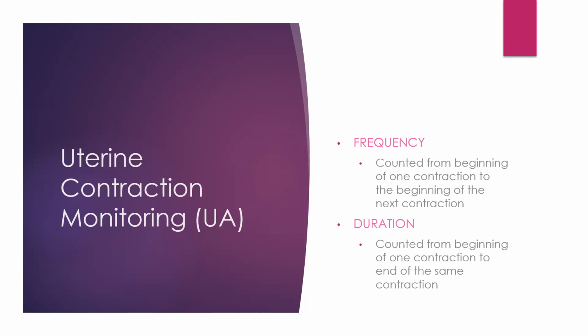The duration of the contractions, though, is counted from the beginning of one contraction to the end of that same contraction. So the frequency is going to tell us how often the uterus is contracting. Is it every 2 to 3 minutes, every 2 to 10 minutes, for example? And the duration is telling us how long one contraction is. So is it 60 seconds? Is it 80 seconds? Is it 40 seconds, for example?